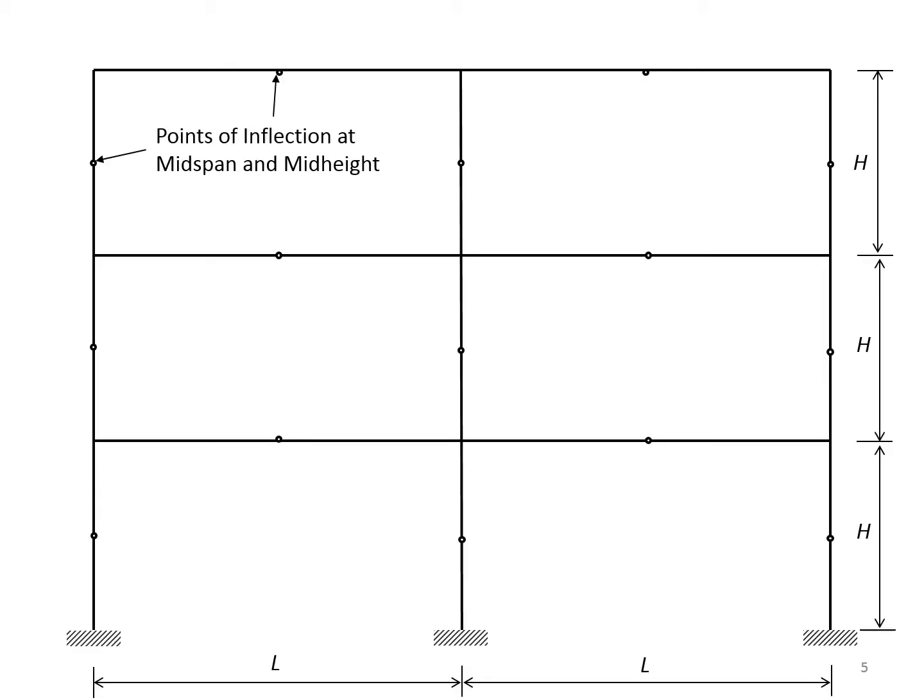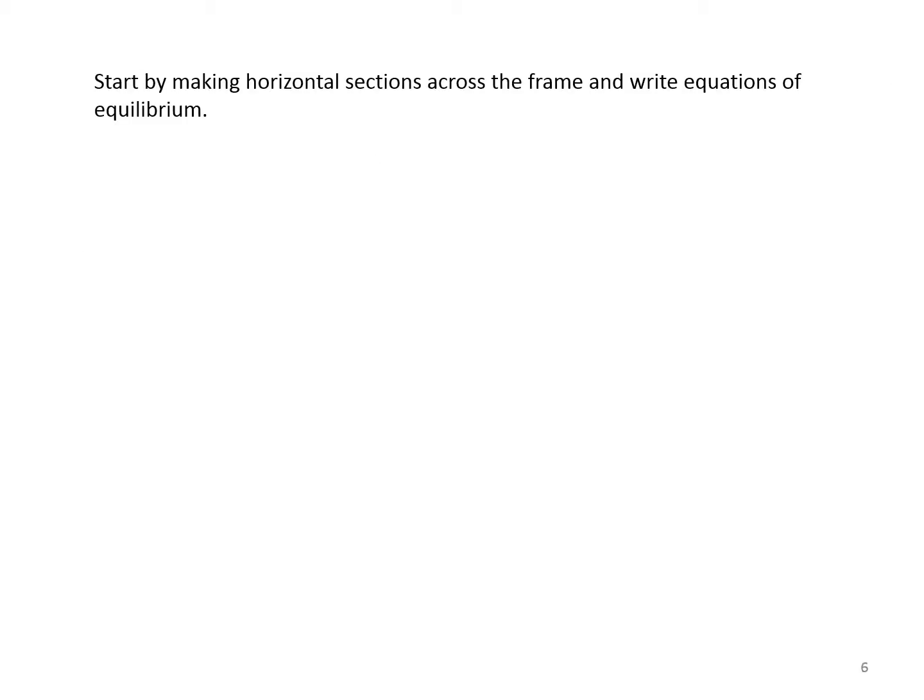Here is a frame with the points of inflection shown. The applied floor loads are P1 at the upper level in this 3-story frame, P2 at the mid-level, and P3 at the lower level or level 1. We start by making horizontal sections across the frame and write equations of equilibrium.